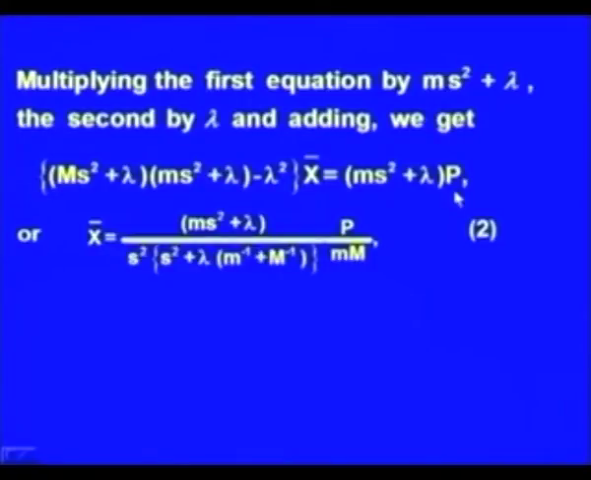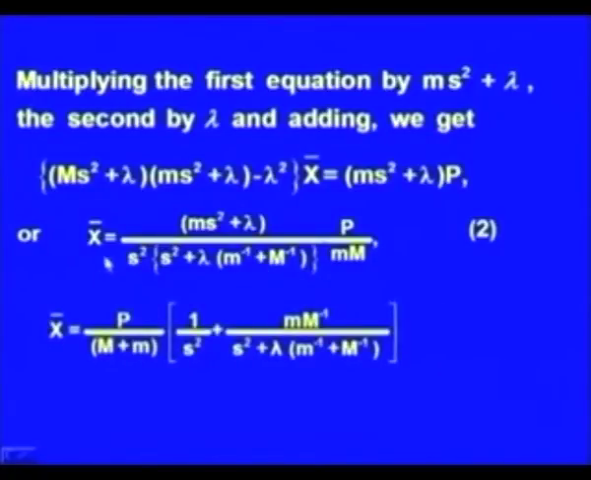We had a system of simultaneous equations in x bar and y bar. By eliminating one variable y bar, we got this equation in the variable x bar, which after simplification gives us x bar equal to (m s square plus lambda) over s square times (s square plus lambda into (m to the power minus 1 plus capital M to the power minus 1)) into p by m capital M, which we call equation number 2.